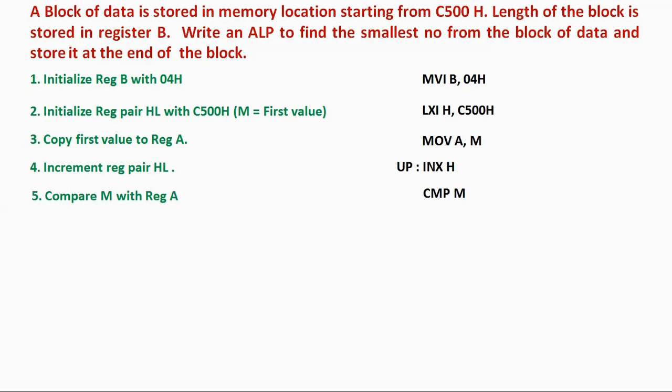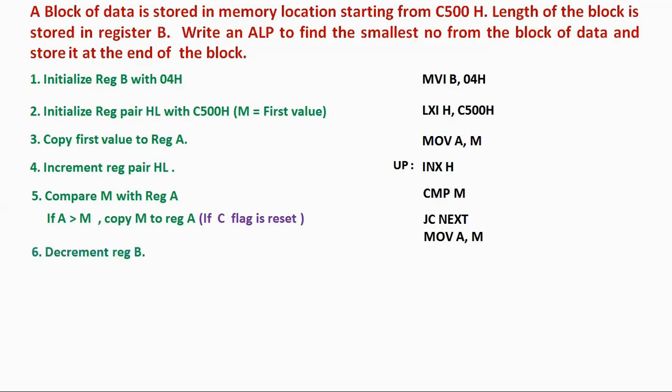So to compare, we have used this instruction CMP M. CMP M compares the contents of A and M. According to that, your flag register will be affected. Then we'll check the flag register value. If the C flag is reset, meaning the C value is 0, then we are going to copy the value. And if the C flag is set, meaning the C flag is 1, then we are going to jump to the next location.